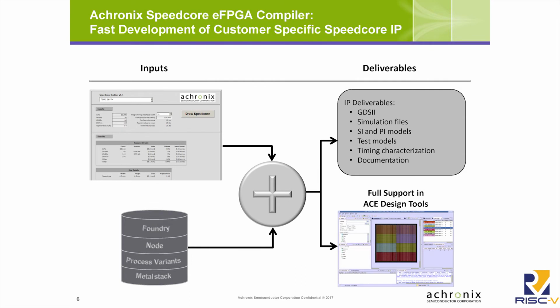So I want to talk a little more about the SpeedCore embedded FPGA compiler flow. The way it works is, on the left, you'll see we have inputs. The top left is a proprietary tool that we developed, called the SpeedCore die size calculator. It allows customers to specify the lookup table counts, the memory counts, the DSP counts, the aspect ratio of their core. And we take that information with the Foundry process node, process variant, metal stack, feed it into our compiler, and generate 2 buckets of deliverables.